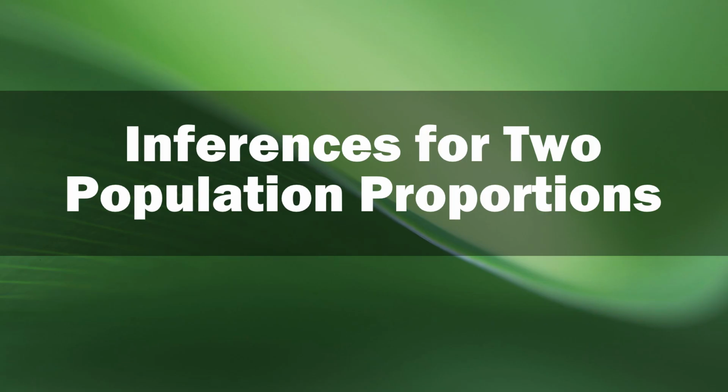Okay, so we've looked at inferences for one population proportion, and now we need to look at it for comparing two populations and proportions. So in this case, what we'll have is two populations, one specified attribute, and the problem is to compare the proportion of one population that has that attribute to the proportion of the other population that has that attribute.